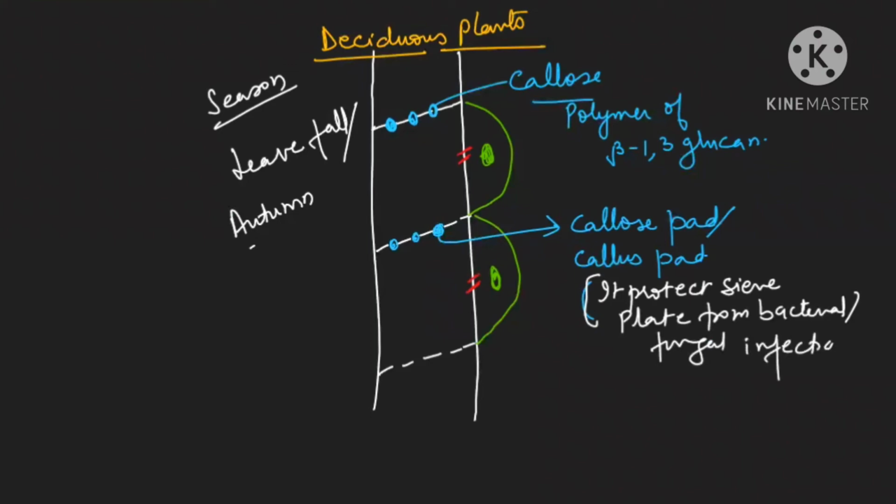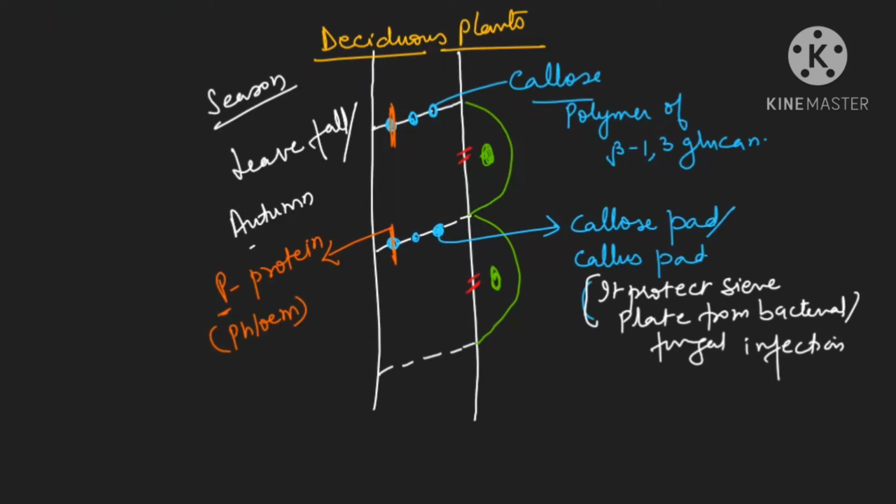Sometimes what happens, another element is also helping in making the callus plug. Check my diagram carefully. Sometimes there are proteins present in between them, which help to make the callus pad. So these proteins, please focus, are your P protein. P means phloem. Present in the phloem, known as P protein. So they are also helping in making the callus, or you can say they are helping in healing of the wound.